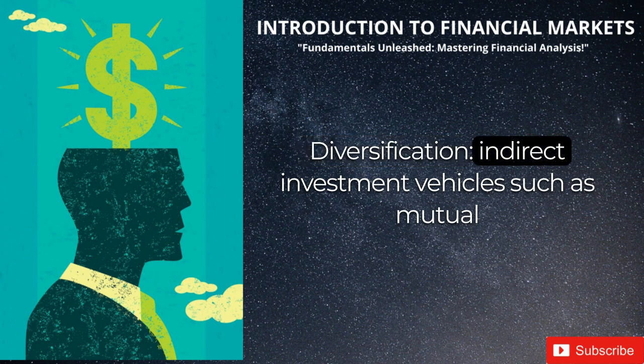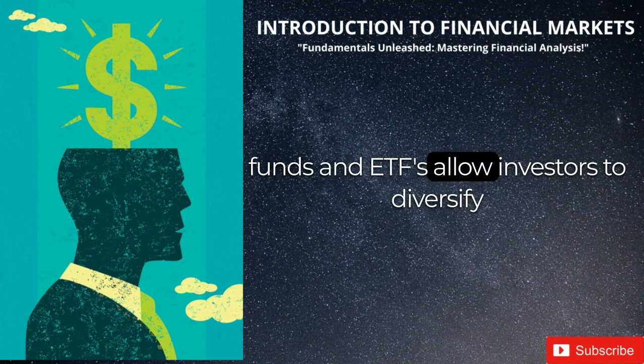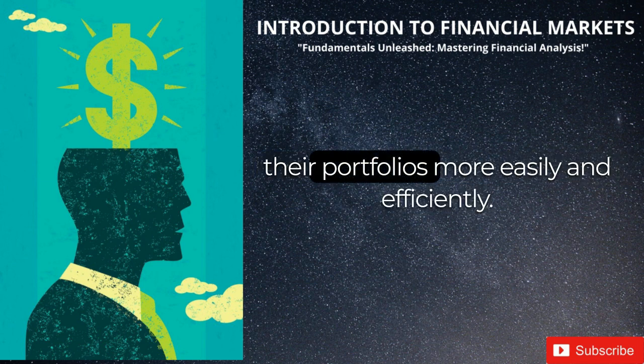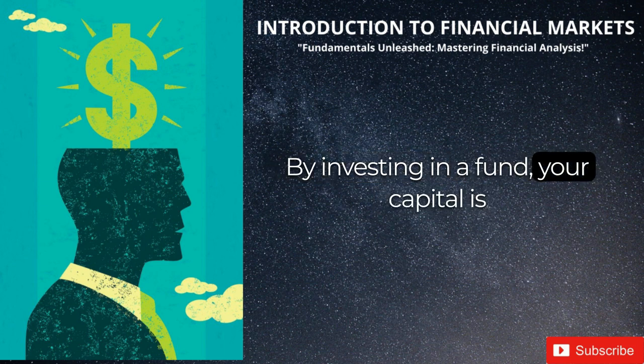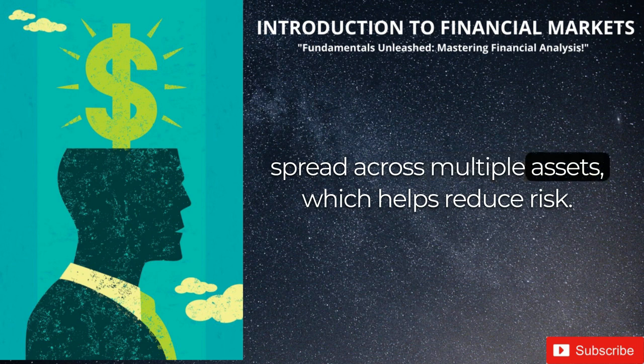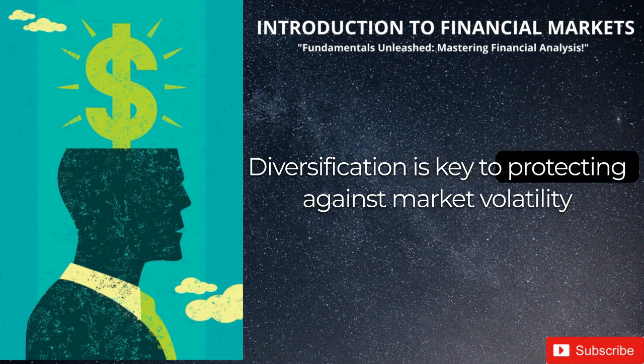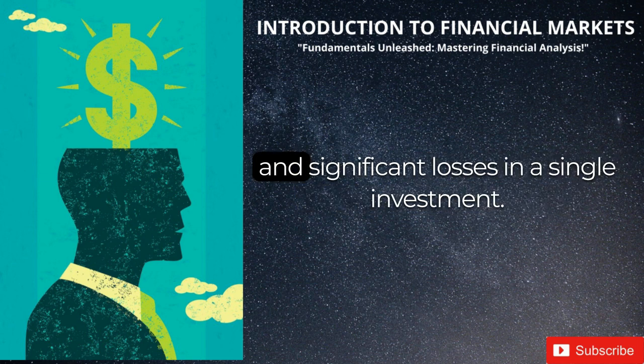Diversification. Indirect investment vehicles, such as mutual funds and ETFs, allow investors to diversify their portfolios more easily and efficiently. By investing in a fund, your capital is spread across multiple assets, which helps reduce risk. Diversification is key to protecting against market volatility and significant losses in a single investment.